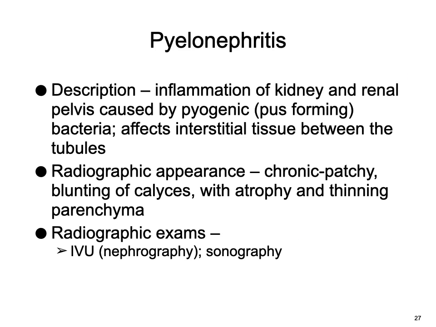Pyelonephritis, inflammation of the kidney and renal pelvis caused by pyogenic pus-forming bacteria, affects interstitial tissue between the tubules. Radiographic appearance is a chronic patchy blunting of calyces with atrophy and thinning parenchyma. Do an IVU or sonogram.